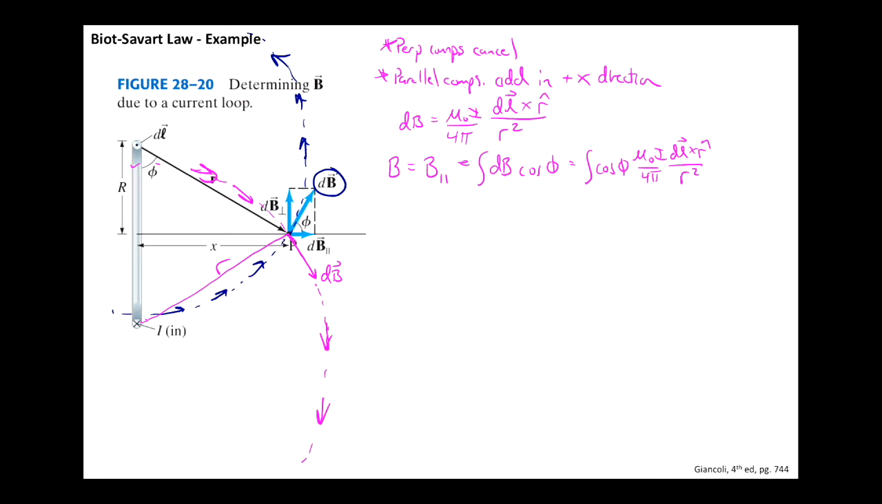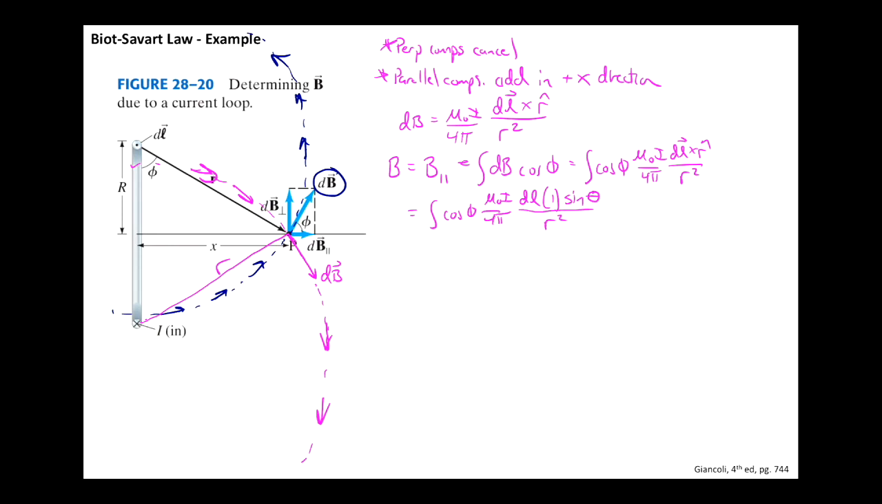And once you've written that down, we're going to change the cross product into its magnitude. And then very quickly, this one at least is going to simplify for us. So this is equal to cosine phi mu naught I over 4 pi times dl. What is the magnitude of r hat? That's just 1. I'll put the 1 there just to keep things straight. Times the sine of theta, where theta is the angle between dl and r hat. And I forgot the r squared in the denominator.